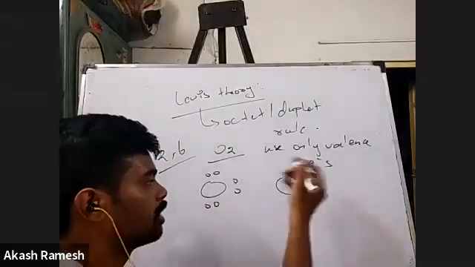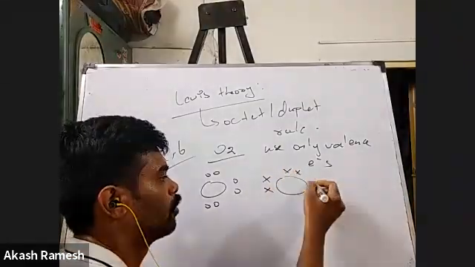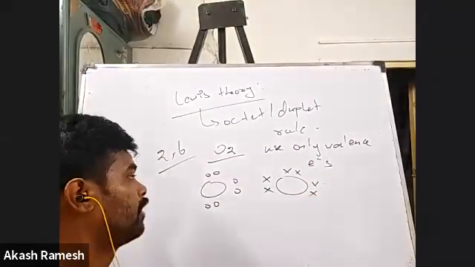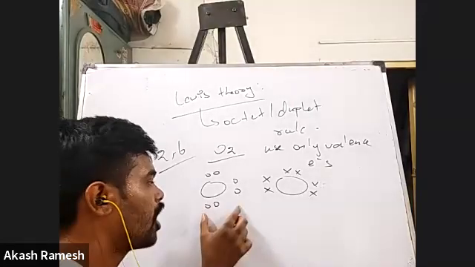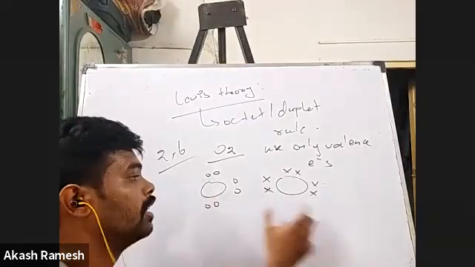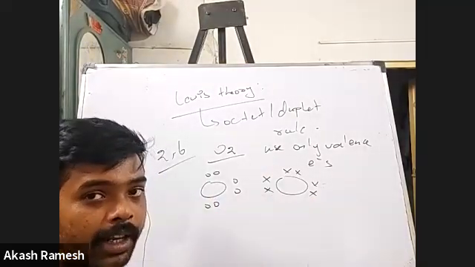Okay, so these two are done. Now, for this oxygen atom, I'll use a different representation: 1, 2, 3, 4, 5, 6. Here you see that this oxygen atom requires 2 more electrons to satisfy its octet. Again, this oxygen atom also requires 2 more electrons to satisfy its octet. So what is going to happen?